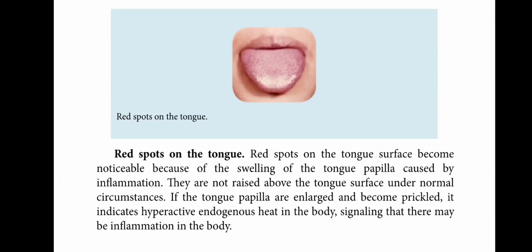Red spots on the tongue surface become noticeable because of the swelling of the tongue papillae caused by inflammation. They are not raised above the tongue surface under normal circumstances. If the tongue papillae are enlarged and become prickled, it indicates hyperactive endogenous heat in the body, signaling that there may be inflammation in the body.